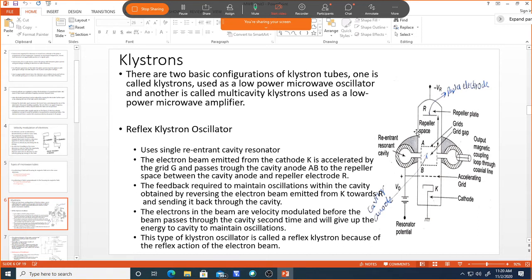So now how these electrons will be collected in the cavity, we will see by using this velocity modulation concept. We are going to collect the energy of the electrons which are produced by this cathode. Because of the repelling action of this, we call this klystron a reflex klystron oscillator. Now we will see the mechanism of oscillations, how it is produced in this reflex klystron.